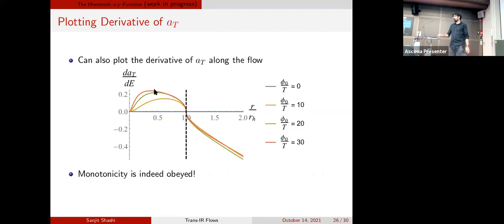Then we also plotted its derivative. On the left, we had that dA/d rho, which needed to be positive, which it certainly is. On the right, we have that dA/d kappa, which needed to be negative. It certainly is. Furthermore, it hits 0 at the IR. So A is in fact stationary at the IR, which is, again, what we want. So monotonicity does look like it's certainly obeyed numerically for these Kasner flows.